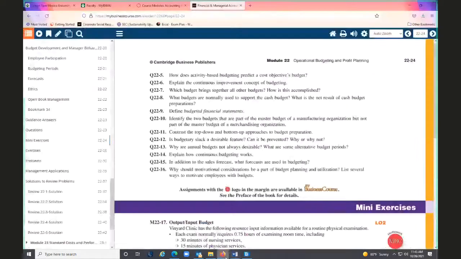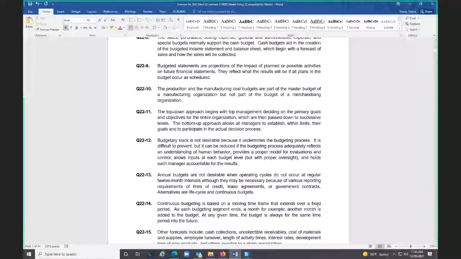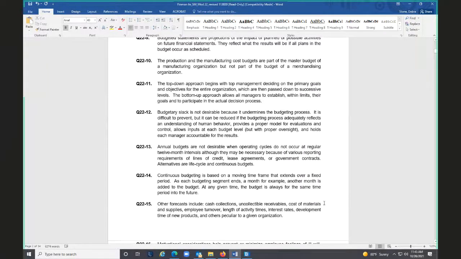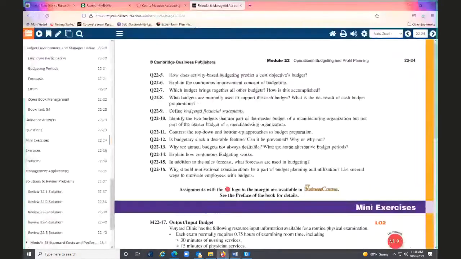And then for the next one, explain how continuous works. And in addition to sales forecasts, what other forecasts are you going to look at? Continuous budget is based on moving time frame that extends over a fixed period. And other forecasts would be collections, uncollectible receivable, cost of materials, employee turnover, length of activity, etc.